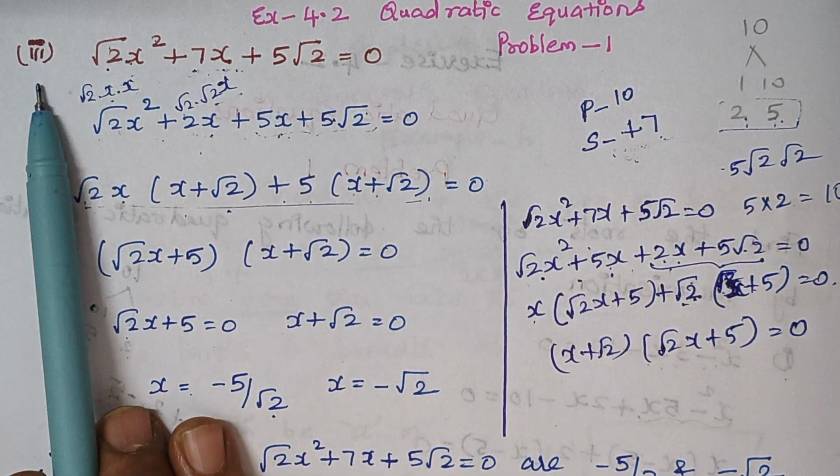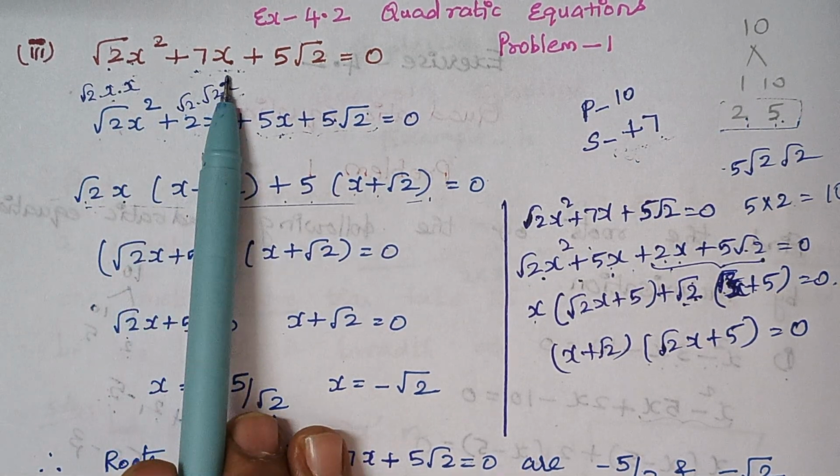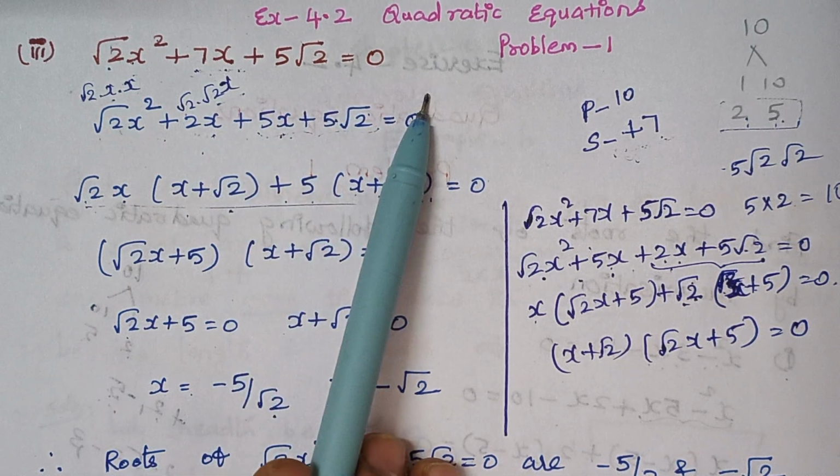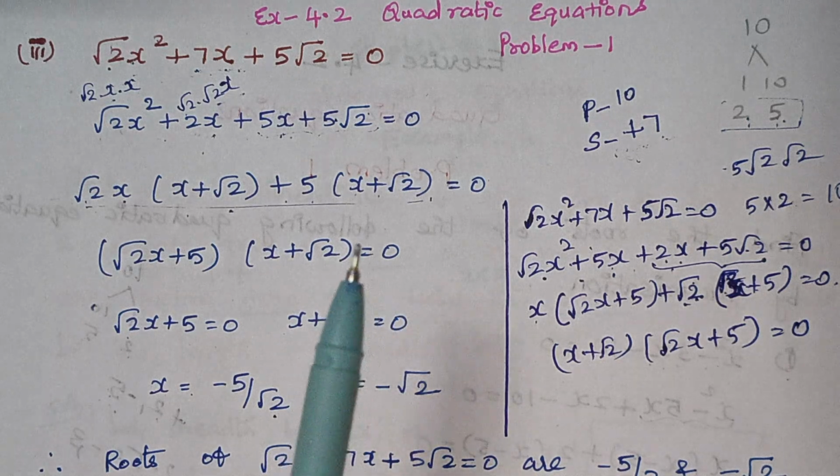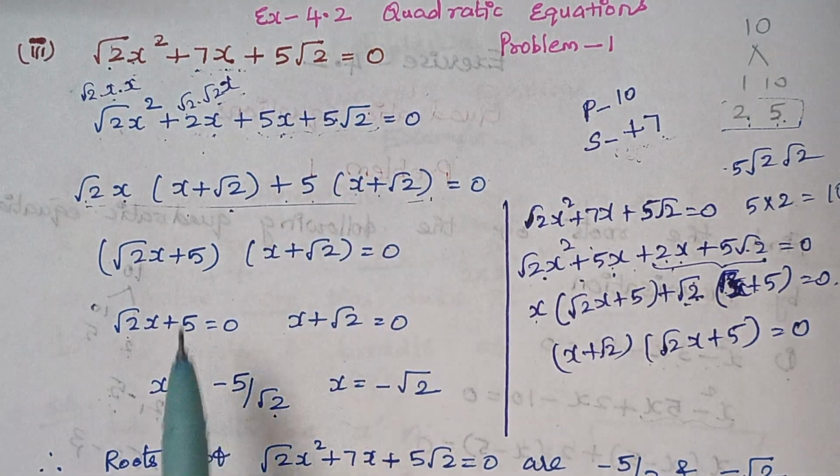Here the problem 3 is root 2 x square plus 7x plus 5 root 2 equal to 0. Here we have to find the roots of the given quadratic equation. So here, what is the basic thing?